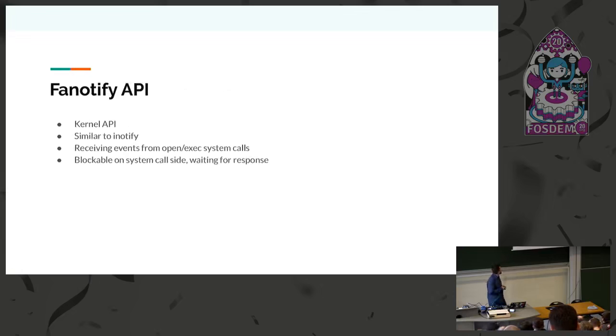The Fanotify API is a kernel API which is very similar to inotify. Who knows, inotify can watch file system events based on system calls like open, read, write, and close. But Fanotify can also watch exec system calls. And moreover, it's blockable on the system call side. That means that the system call will be paused until a decision has been made on the other side.